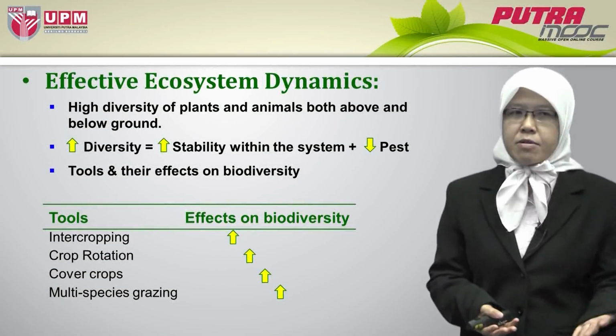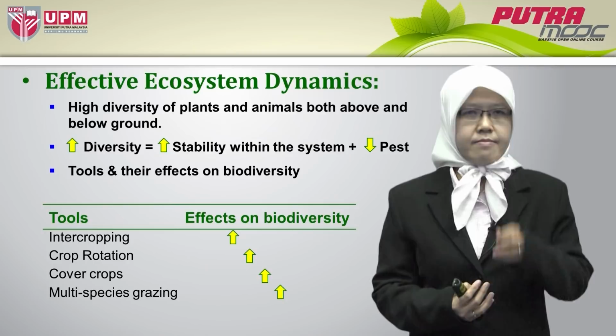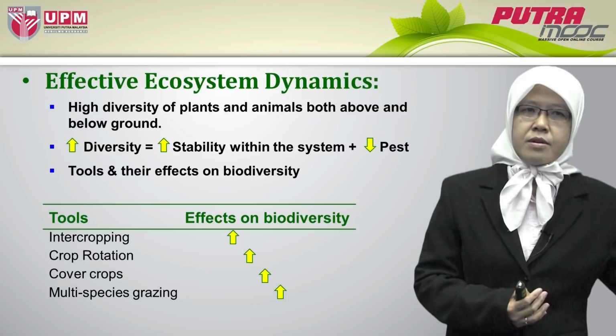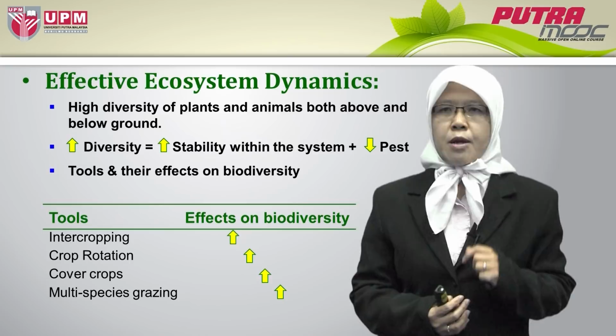The table just shows you what tools can be used to increase the biodiversity in the farm. As I mentioned before, higher diversity in the farm will cause higher stability within the farm ecosystem, and it reduces the pest problem. Pests are always a problem in the farm, where they can reduce the yield.